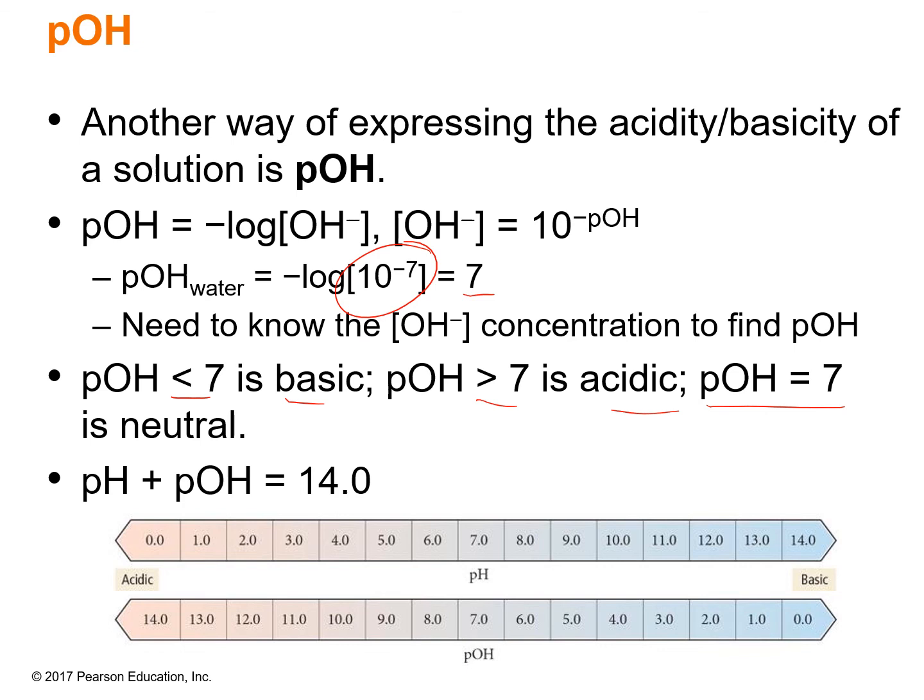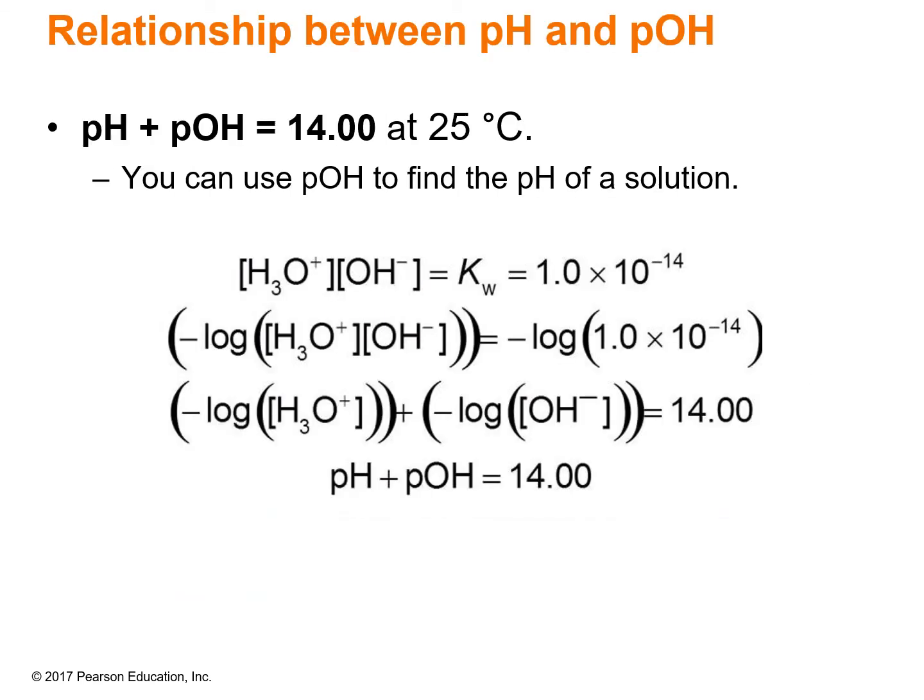From these two ways of measuring acidity and basicity, we come upon this relationship, which we'll discuss in the following slide. So one relationship that we get from these two operators would be pH of any compound plus its pOH will equal 14 at 25 degrees Celsius. And this is proven using the following theorem.